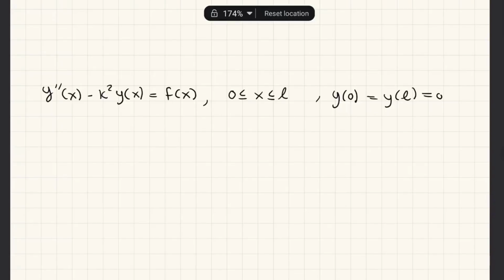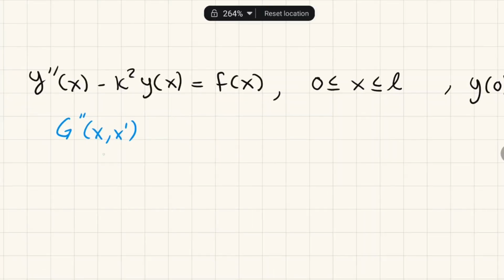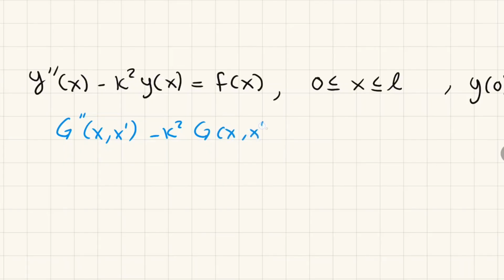Okay, so if we have a differential equation of this form, we can associate a Green function, which is a function of two variables, that has to satisfy the next relation. We will have that the second derivative with respect to x of the Green function, which is a function of x and x prime, minus k squared times the Green function, is equal to the Dirac delta like this.